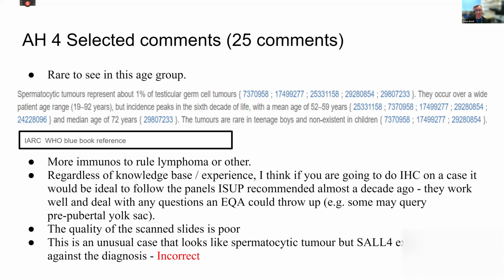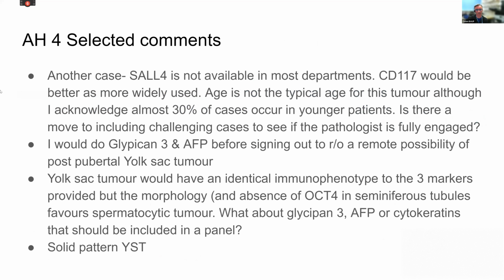More immunos. The quality of the scanned slide is poor. That's fair enough. It wasn't the scanning issue itself. Some people didn't think that SALL4 was positive in this tumor, which is not correct. And again, a fair number gone for yolk sac, perhaps influenced by those edematous areas and those pseudoglandular areas, but perhaps also by the age.